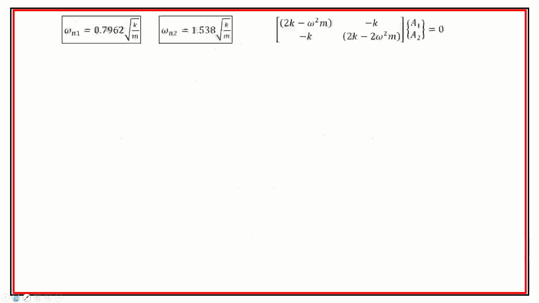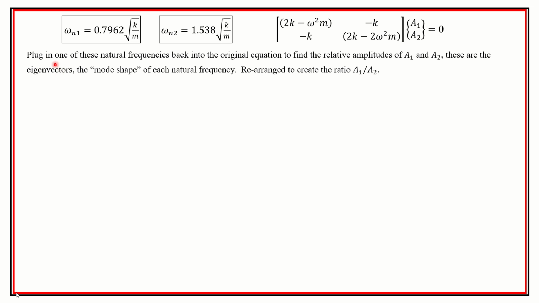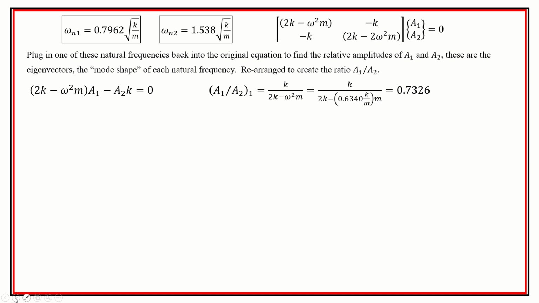Now we find the eigenvectors by plugging one of these natural frequencies back into the original equation to find the relative amplitudes A1 and A2. These are the eigenvectors, the mode shape of each of the natural frequencies, and we can rearrange them to find this ratio of A1 to A2. So we take the top row right here, multiply by A1 and A2, and that's where we get this equation right here. And we rearrange these to be A1 over A2.